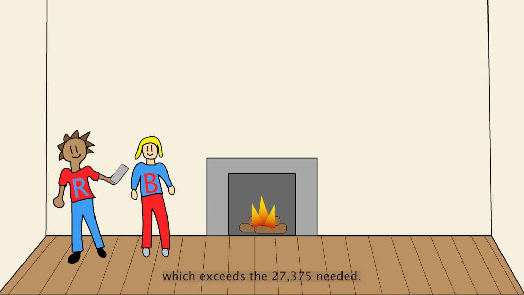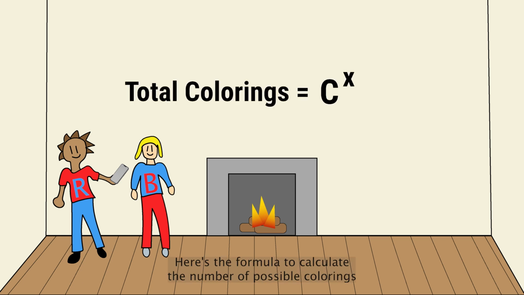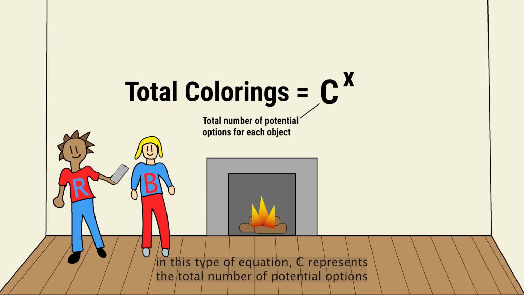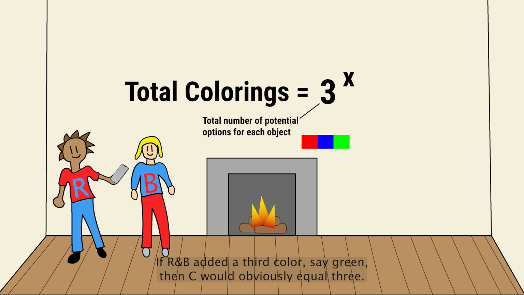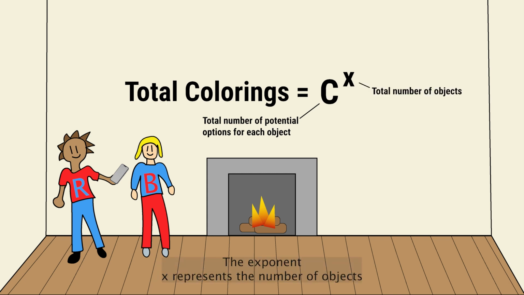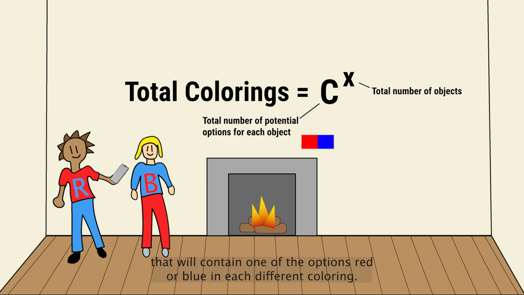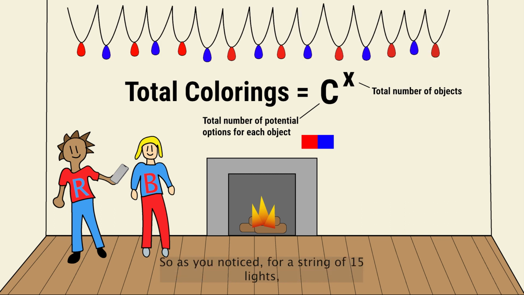needed. Here's the formula to calculate the number of possible colorings for any given number of color options and lights. Just remember that in this type of equation, C represents the total number of potential options for each occurrence of the object that will contain the options. In this example, C equals 2 because red and blue are the only options. If R&B added a third color, say green, then C would obviously equal 3. The exponent x represents the number of objects that will contain one of the options, red or blue, in each different coloring. In this example, those objects are lights, so as you noticed, for a string of 15 lights, x equals 15.